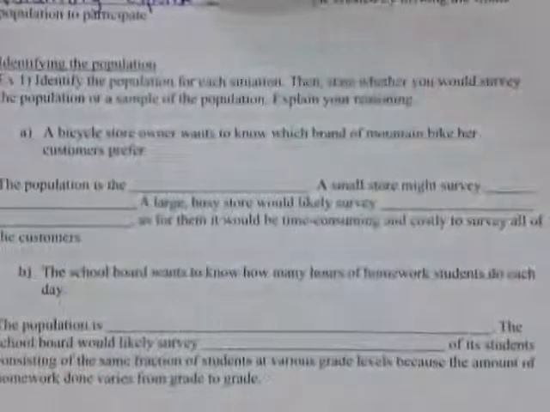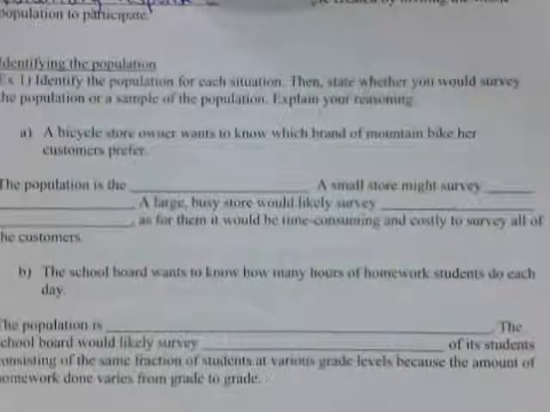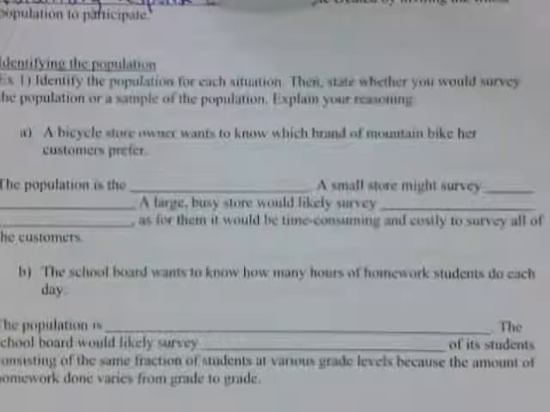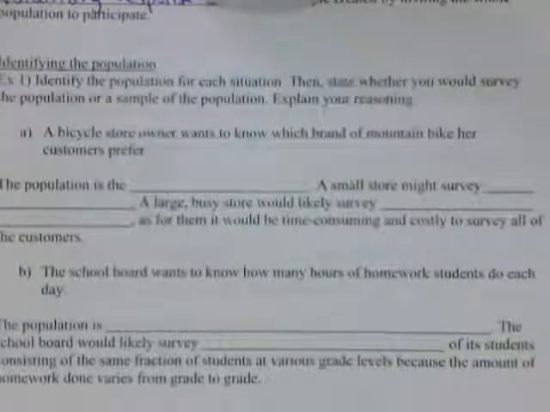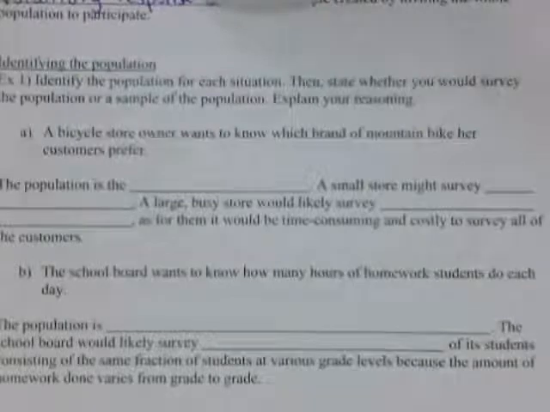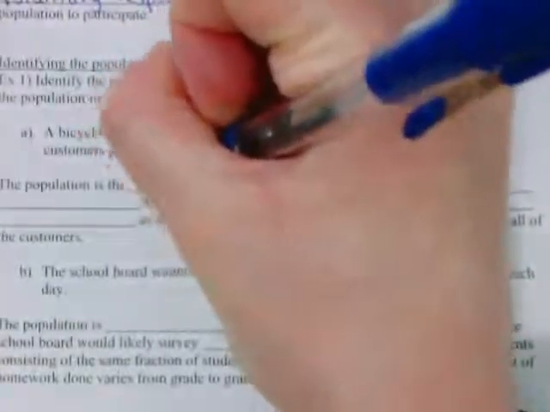So in the next few examples, we're going to identify the population for each, and then we're going to say whether we would survey the whole population or just a sample of the population. We need to explain why. So a bicycle store owner wants to know which brand of mountain bike her customers prefer. So who is the population? Well, that is the store's customers.